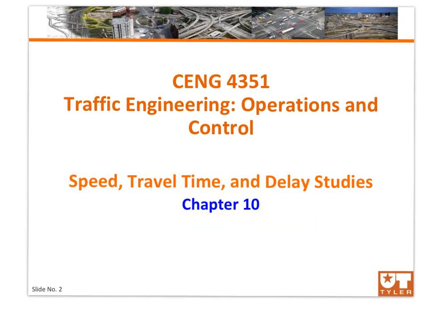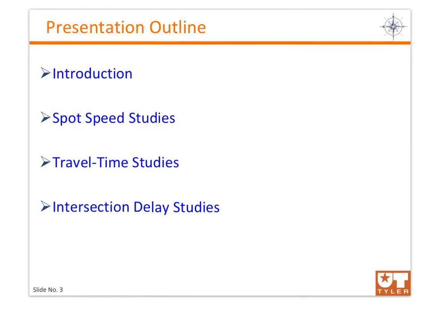Welcome to the second portion of chapter 10, where we are discussing three different aspects of traffic engineering, operation and control: speed, travel time, and delay study. In the first portion of this chapter, we had an introduction on the differences and relationships between speed, time, and delay, and we also covered the spot speed studies. Today we will be talking about the travel time studies as well as the intersection delay studies.